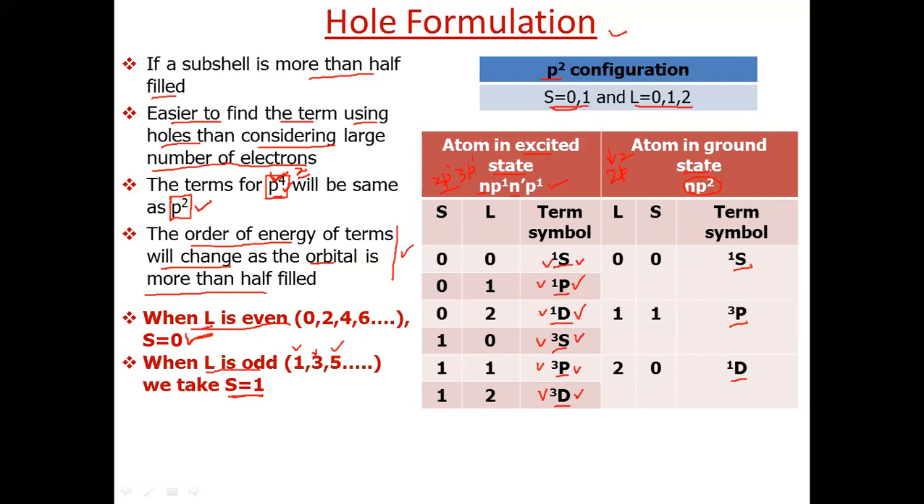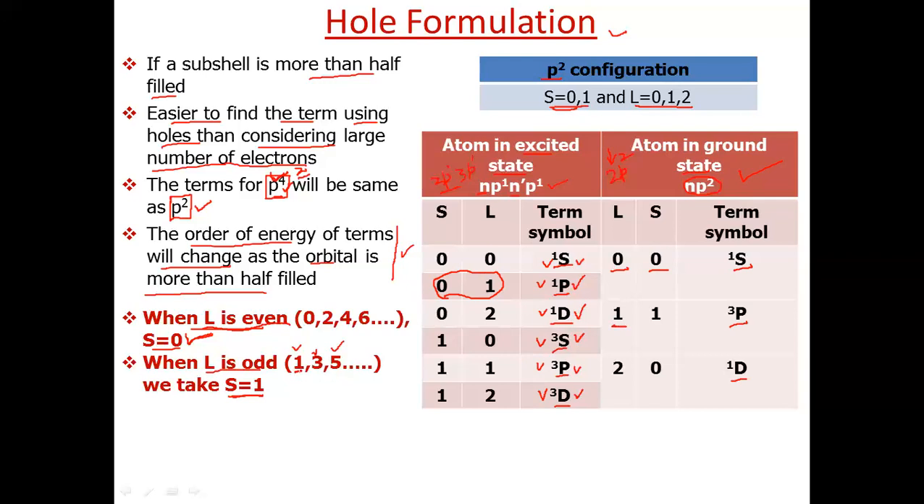Like if L is even, now we will calculate for L equal to 0. This formula says if L is 0, S can have only one value, 0. So L is 0, S is 1 is not possible when the atom is in its ground state. This combination is restricted by Pauli's exclusion principle. We will see later. Now let us calculate for when L is 1.